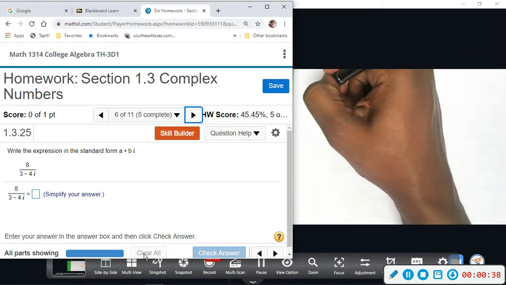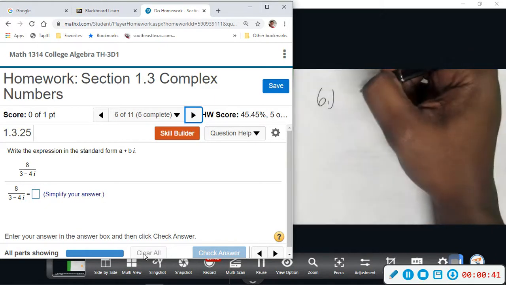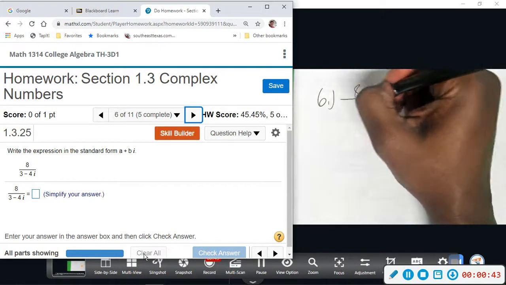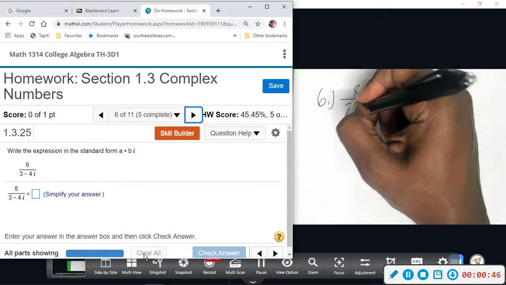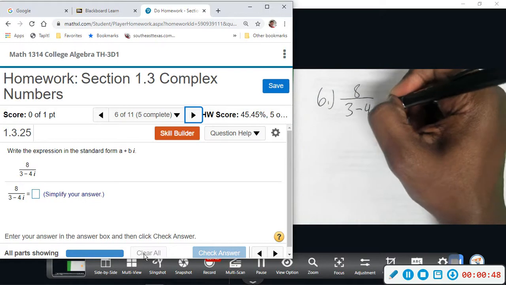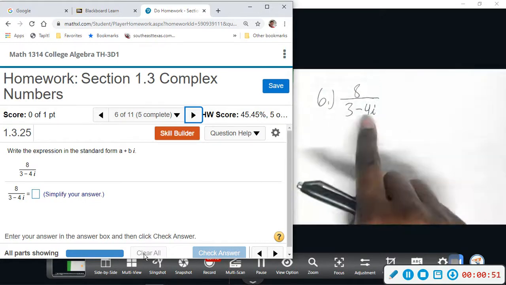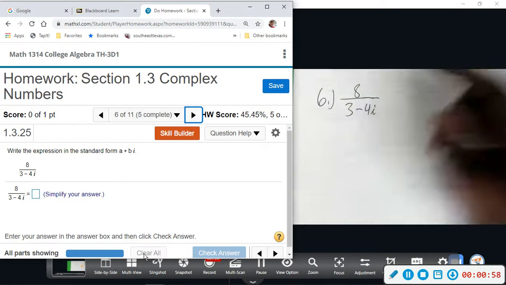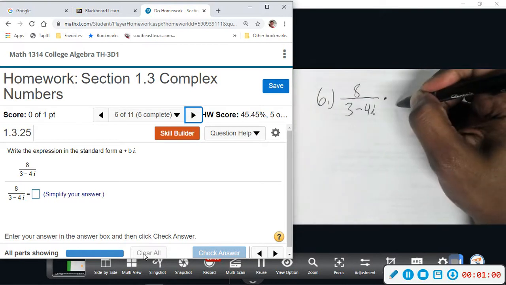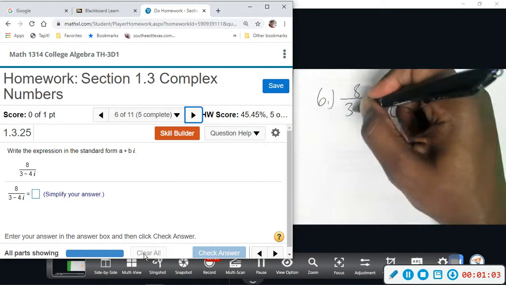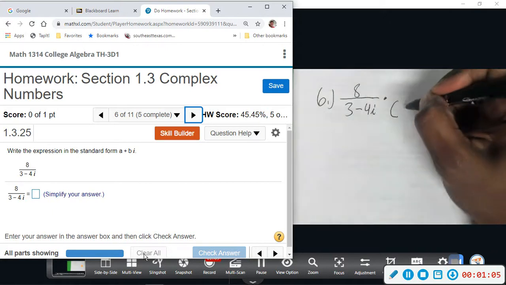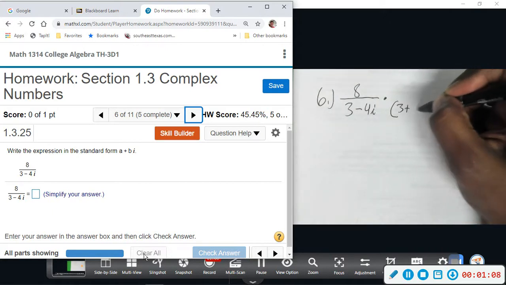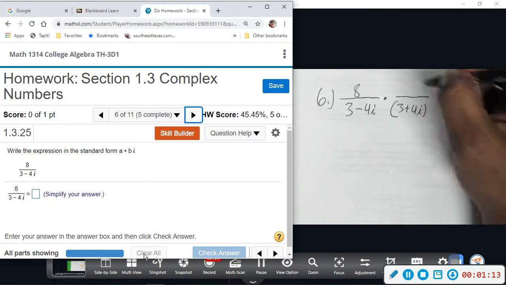So, we have 8 divided by 3 minus 4i. Remember, i is the square root of -1, so that's a square root. That's why we have to rationalize the denominator. In order to do so, we're going to multiply by the conjugate. Conjugate is just the same two terms, opposite sign. So 3 plus 4i on the top and bottom.